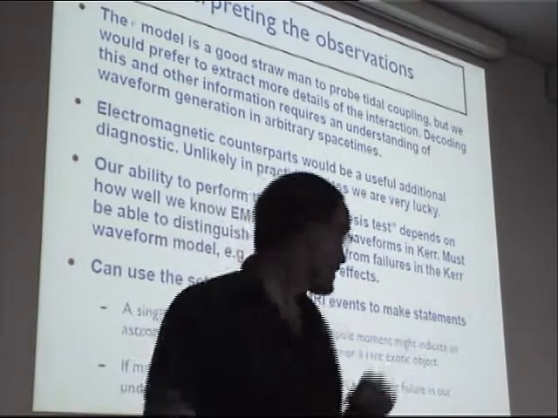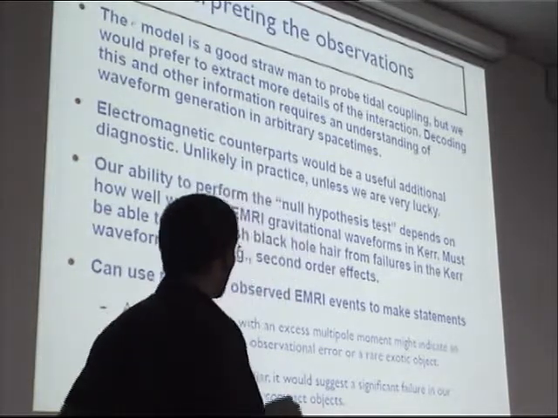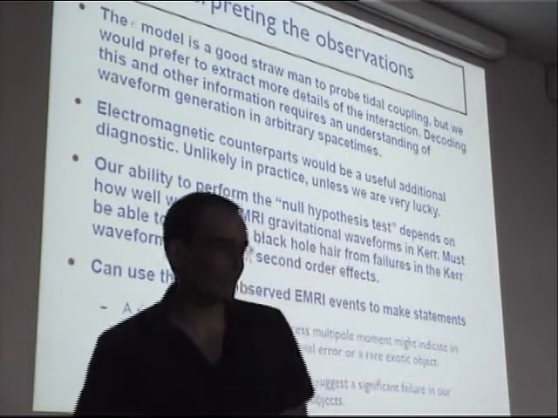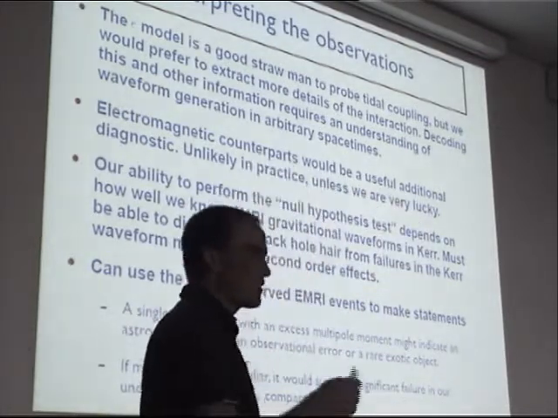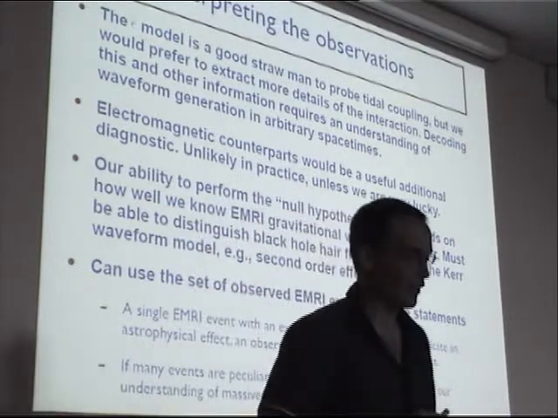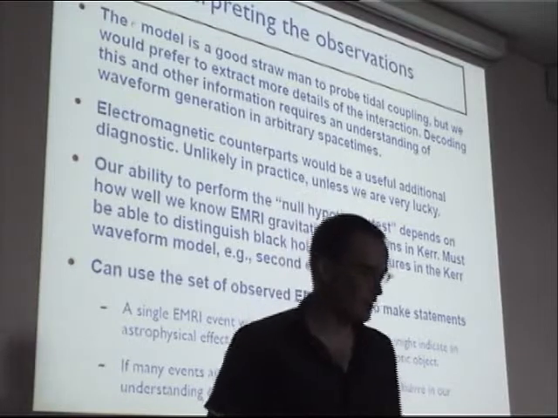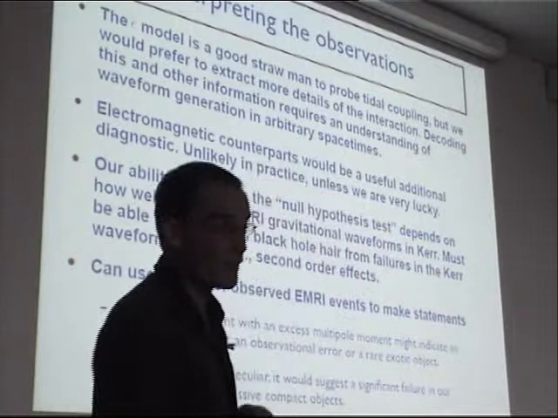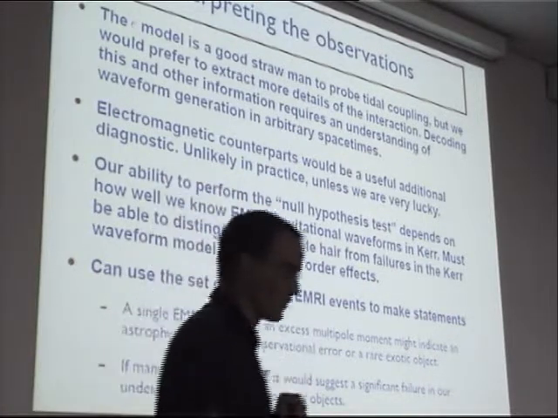If we had electromagnetic counterparts, it can only help. An electromagnetic counterpart will give us a distance measure, and that will make it easier to use, for instance, the energy spectrum as a diagnostic. But it's very unlikely in practice. As Kurt said this morning, for a standard EMRI, you expect to get the sky position to an accuracy of 2 degrees. And there are many galaxies in 2 degrees on the sky.